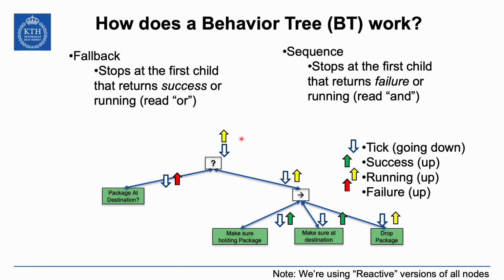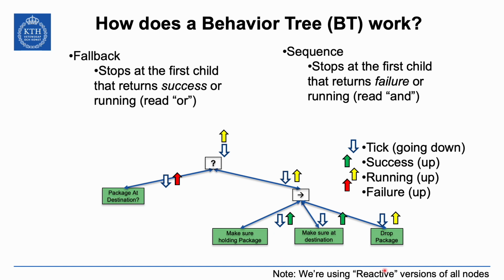And remember, this kind of happens all the time, so the ticks keep coming back. So for some reason, all of a sudden, the package is at the destination, such as when the drone dropped it. This guy is going to start returning success, and then success goes up here, and we stop trying to get it there if all of a sudden it is there by some chance, or if we get help from some other agent working in the area.